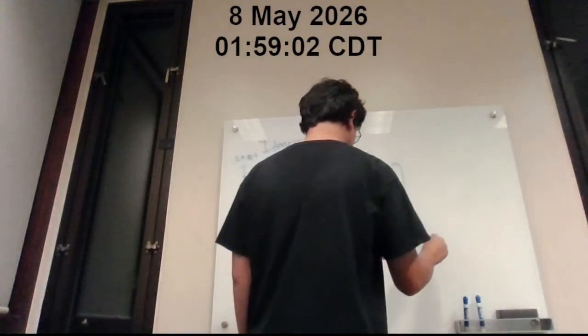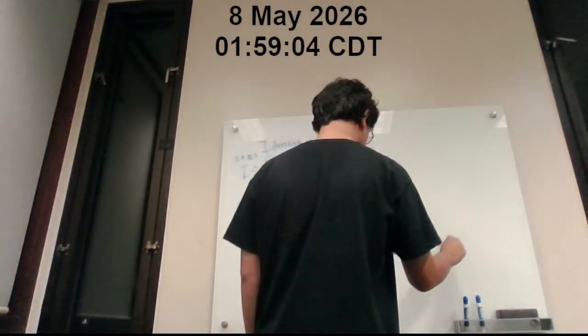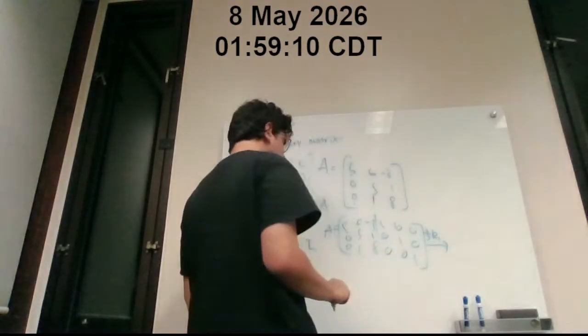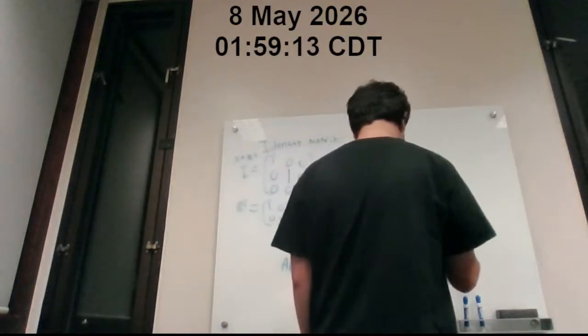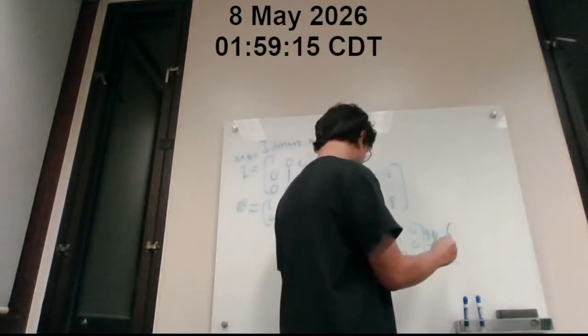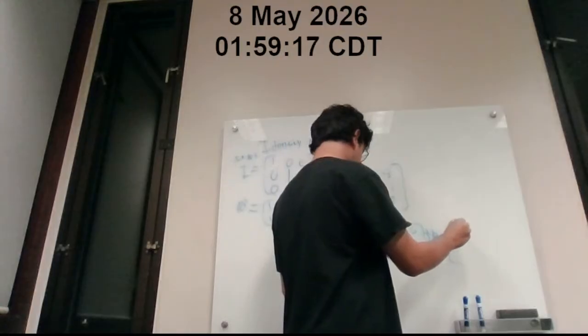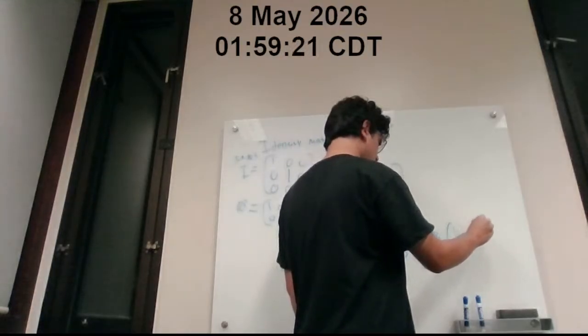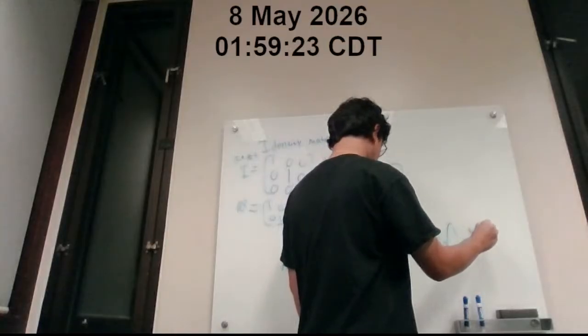And now we solve. So let's just do 1/5 R1. So that becomes 1, 6 over 5, minus 3 over 5.